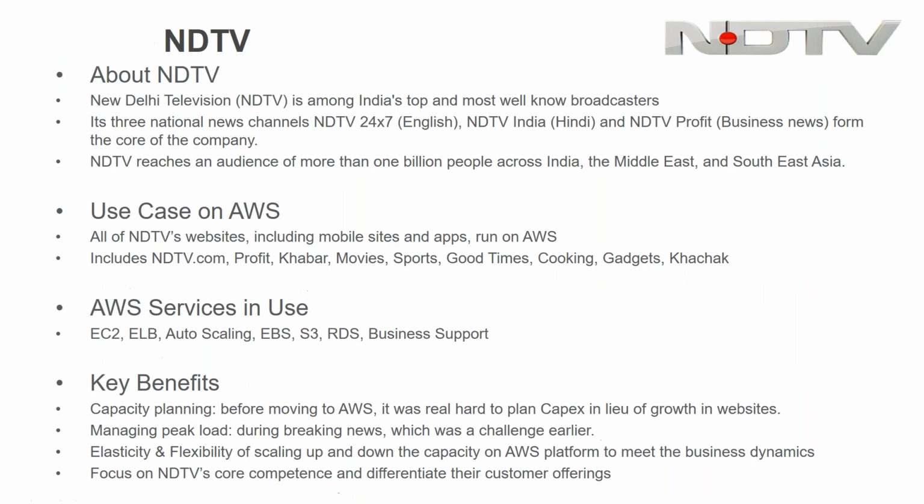NDTV is a very interesting use case from a scale perspective. They've been running on AWS for quite some time, and during the national elections in 2014, they were trying to architect for the size, but obviously no one knew what kind of traffic they would receive on that day. Before the election, on a given day, they used to get about 350 million hits per day.